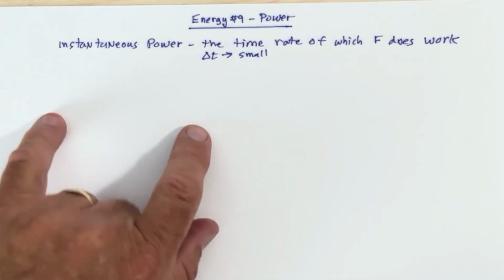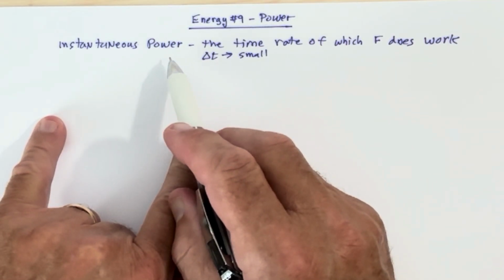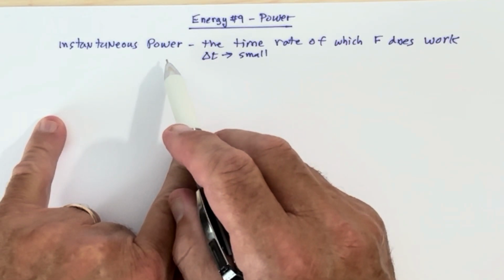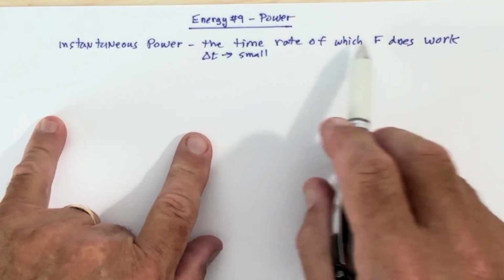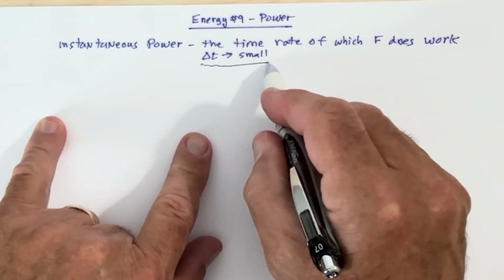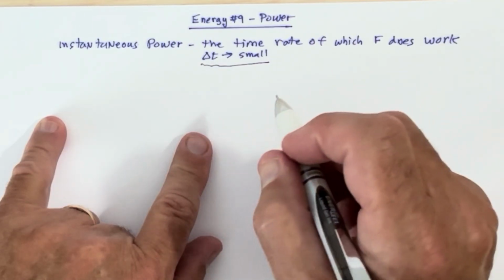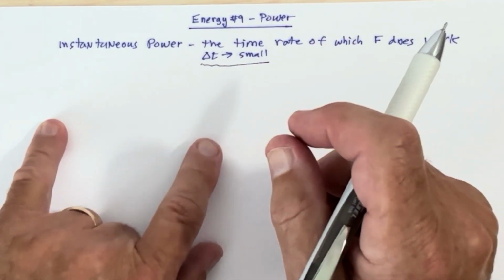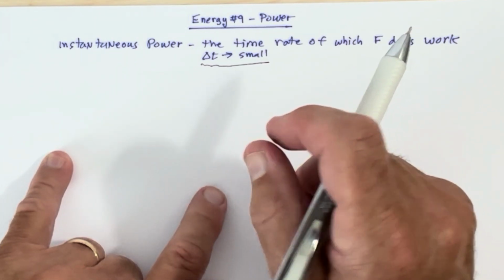Next, we're going to look at what's called the instantaneous power. Earlier, we looked at the average power, and that was the power over an entire task. Now we're going to look at the instantaneous power, the time rate at which the force does work. But the trick here is that the delta T gets real small. So it may be just down to a second or a fraction of a second that we're looking at the power expended, rather than over the entire task.